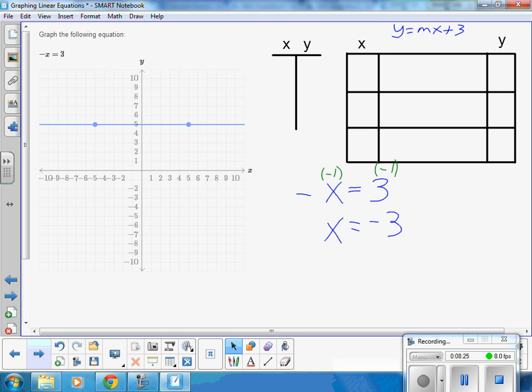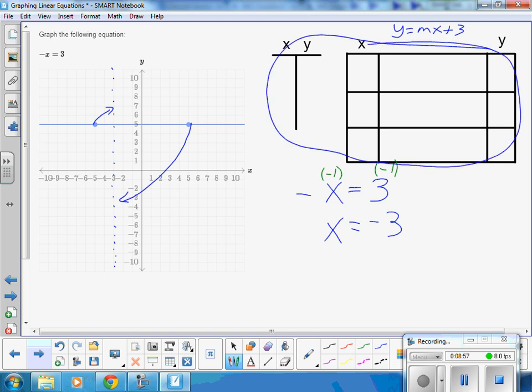Well, if x is a negative 3, where is x a negative 3? X is a negative 3 all along here. Okay? So all you have to do is move these 2 blue points so they're on that dotted line, and you would have the graph, because it's everywhere where x is negative 3. So we don't have to do any of this in here. In fact, this really doesn't work in there when you're just given one letter.